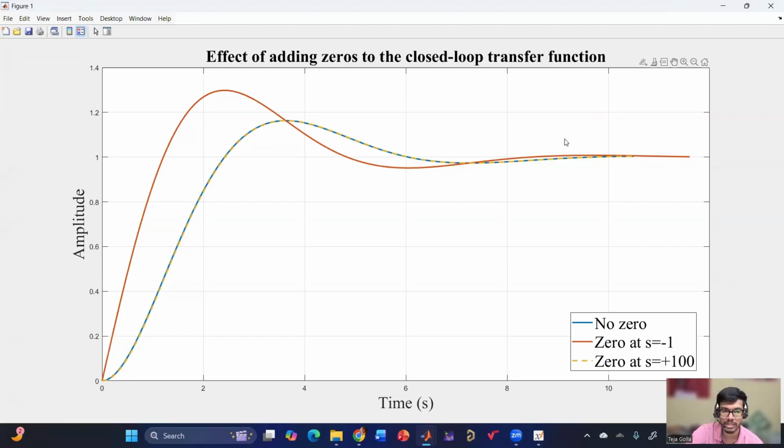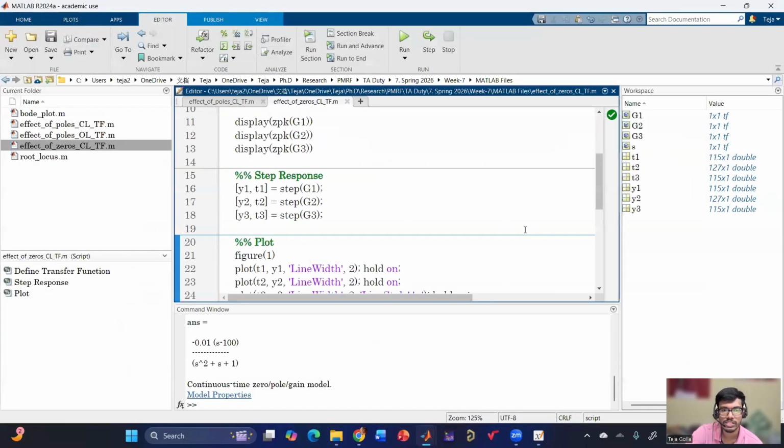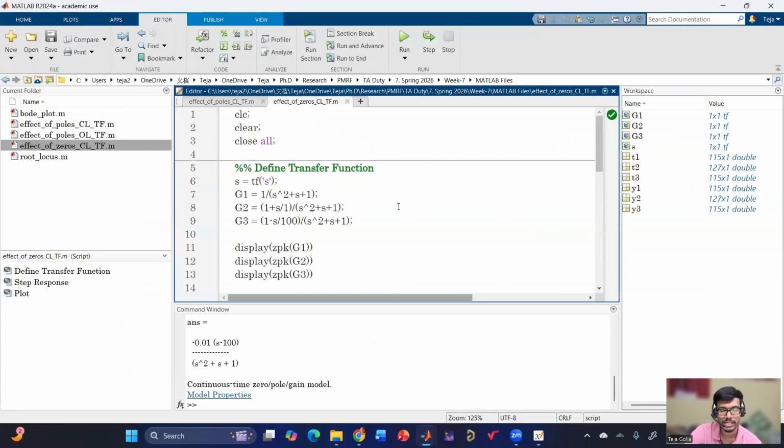Whereas in the case of RHP, it is pulling it down. So it is having a dip at the beginning because of the minus d by dt term. Whereas if I'm keeping the 0 far away from the imaginary axis, whether it is left hand side or right hand side, it is not having any impact on the response, and it is more or less matching with the original response. So this is the effect of 0 on the closed loop transfer function. Is this clear, Saurabh? If it is clear, we can go to the pole.